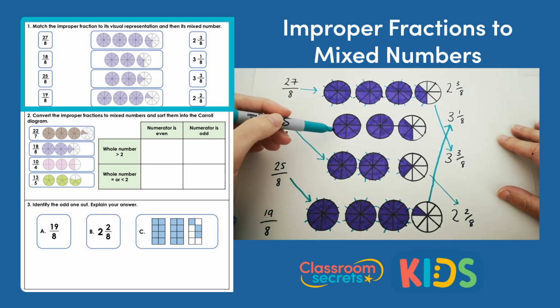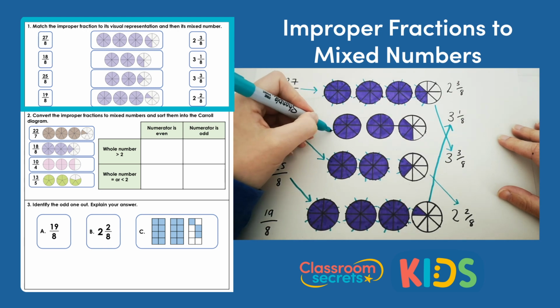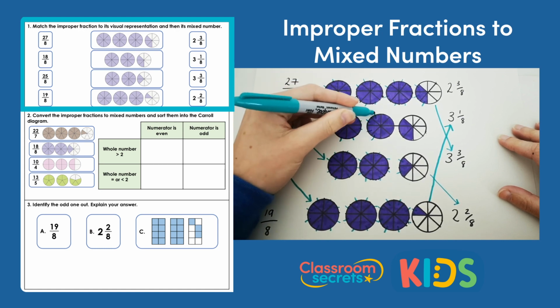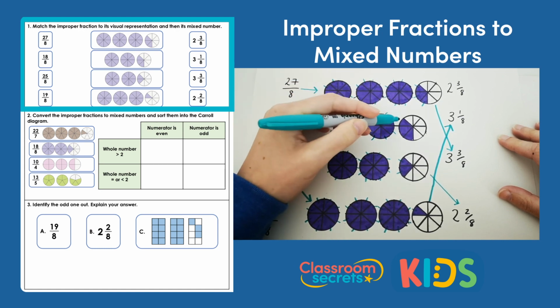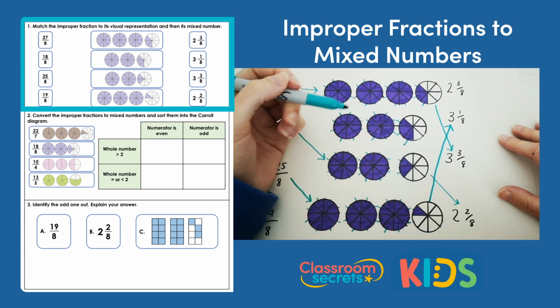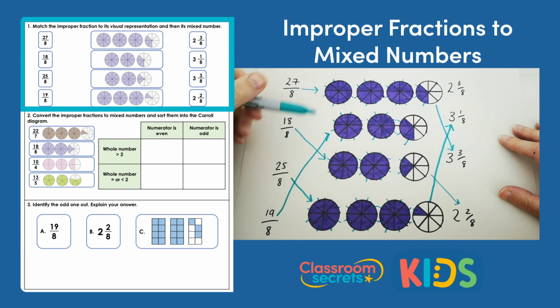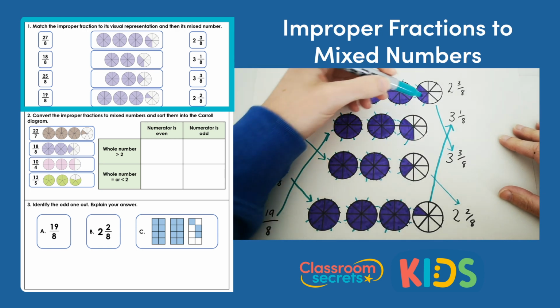We know that there's only one left. 19/8 must be equivalent to this. 1, 2, 3, up to 19. So 19/8 matches to this image, and this image matches with 2 and 3/8.